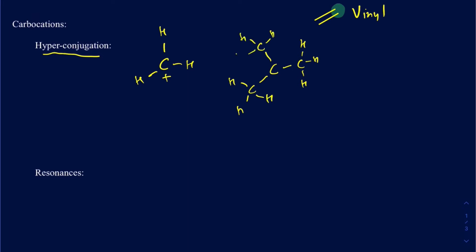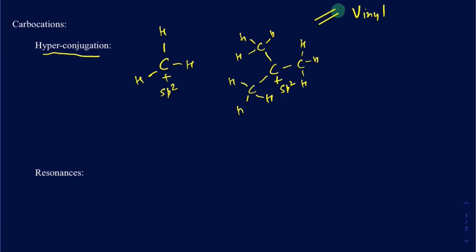But when it's a tertiary carbocation, it's going to be more stable, and let's talk about why that's going to be more stable. So in either case, this carbon that's bearing the positive charge is going to be sp2, and since it's an sp2, there is going to be one orbital that's going to be unhybridized.